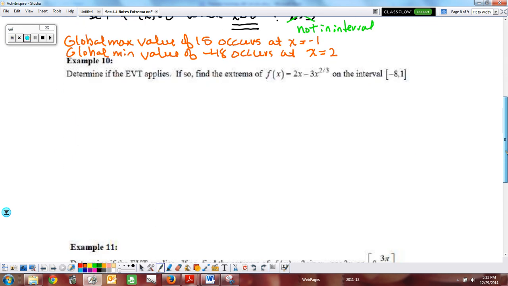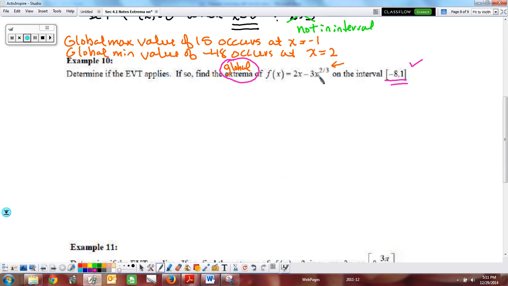All right. Let's go to here. Again, we're trying to find the global extrema of this. We have a cusp vertical tangent alert here because I have an odd root, and here's my interval. So, global extrema is what I'm looking for. I have a closed interval, check, and then is this function going to be continuous?